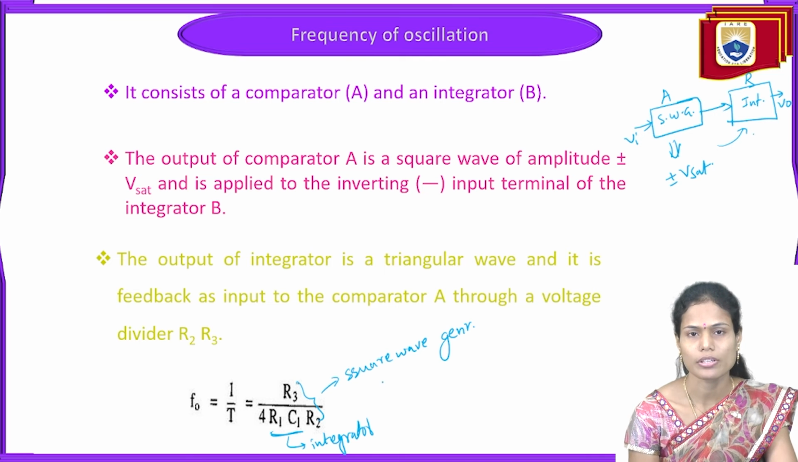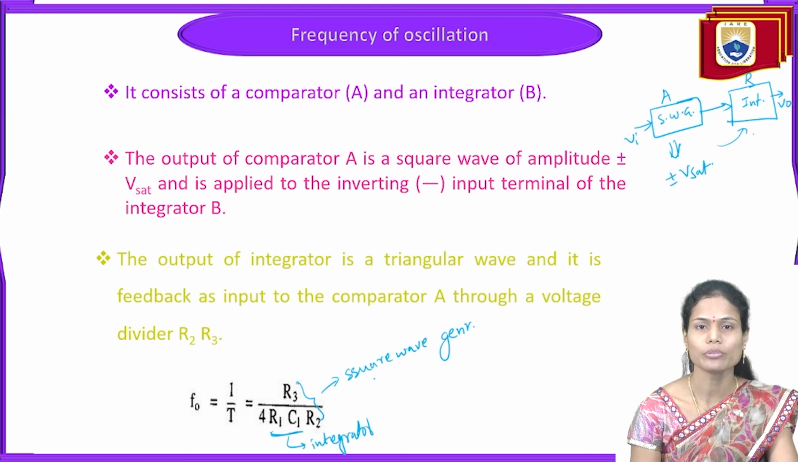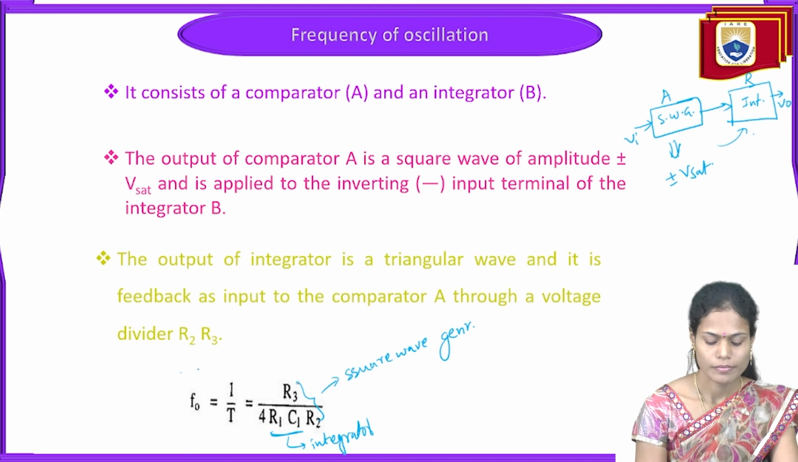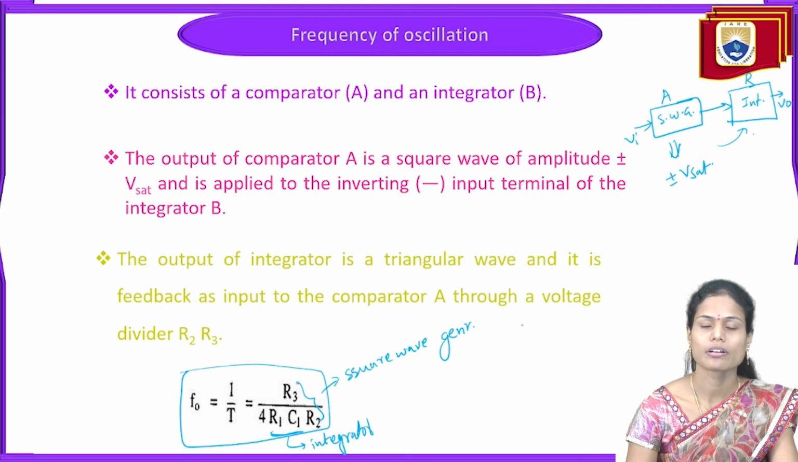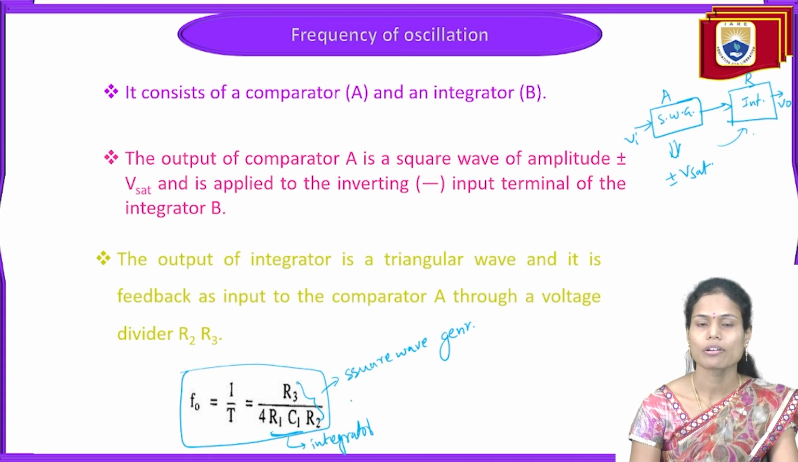So the total frequency of oscillation depends upon the values of R1, R2, R3 as well as the capacitance value C1. This is very important: the frequency of oscillation of the triangular wave generator. In order to solve problems, we need to remember this frequency of oscillation formula as well as the circuits of both the square wave generator and the triangular wave generator.